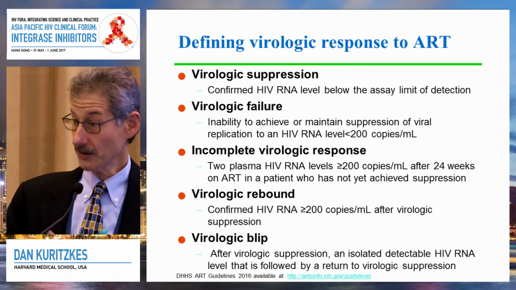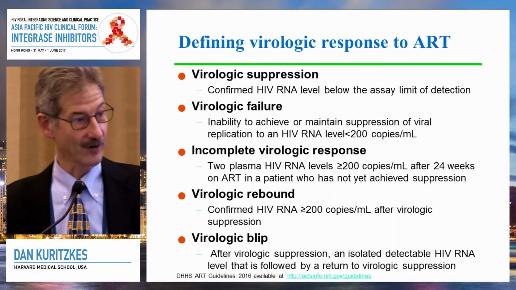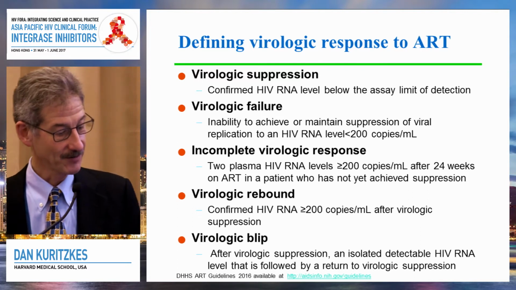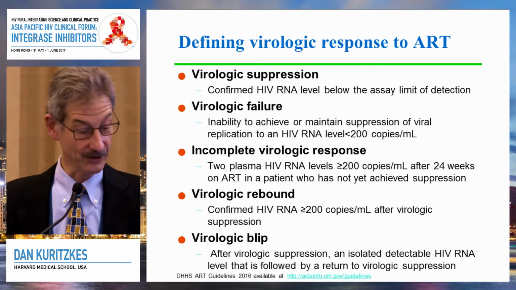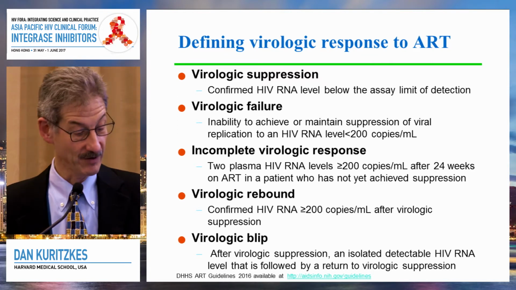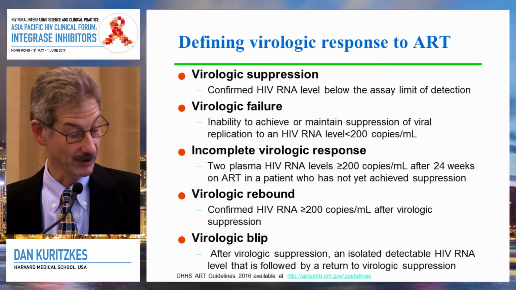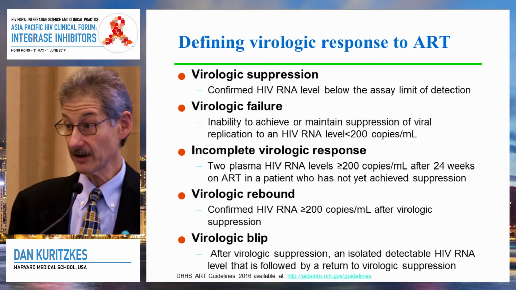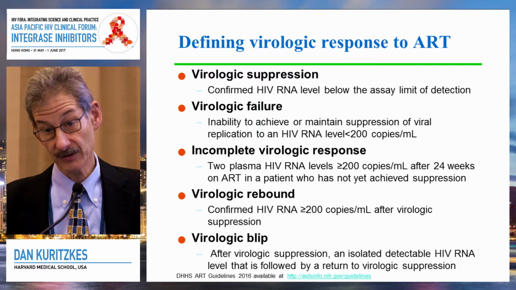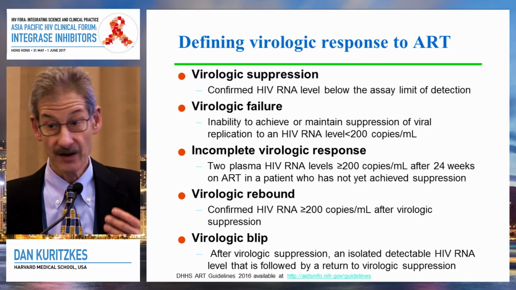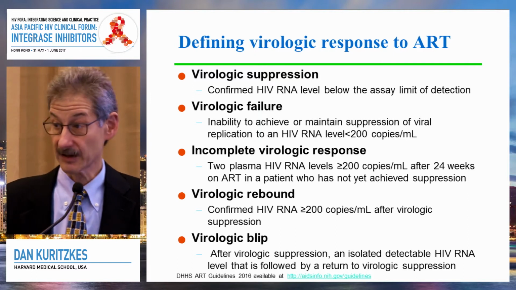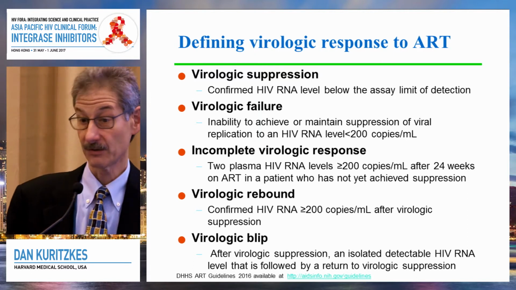Now, although understanding suppression is easy, there's no virus, there are many different ways of describing viral failure. So you can have overt virologic failure. So you simply cannot suppress plasma viremia. You can't get to less than 200 copies. Or you might have an incomplete response, which means that after 6 months of treatment, 24 weeks, you still have detectable viremia above 200 copies in someone who's never gotten below 200 copies.